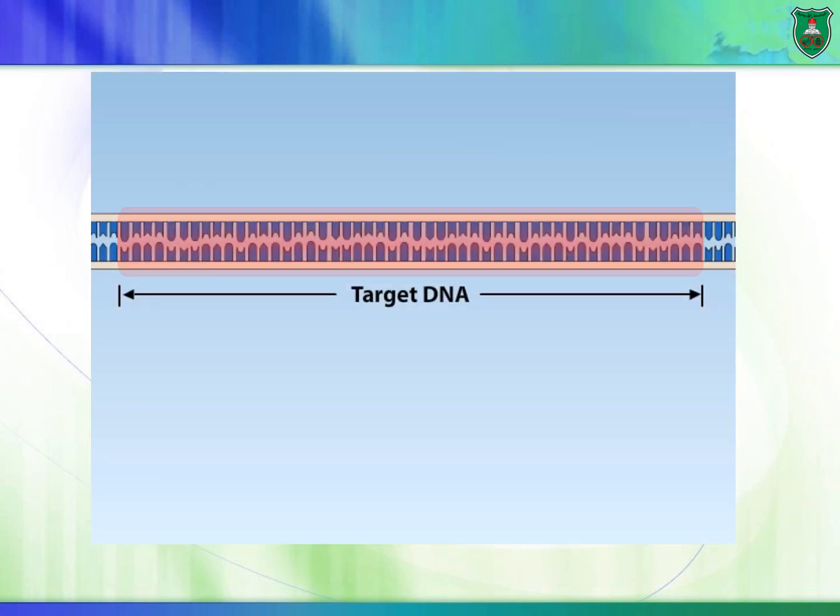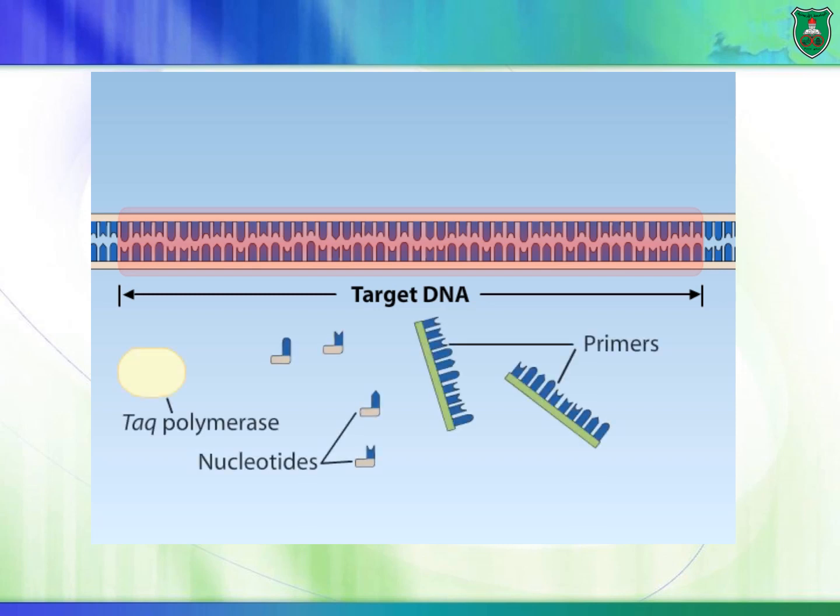In addition to the target DNA, a PCR reaction contains several other ingredients. These include free nucleotides, DNA primers, and the enzyme Taq Polymerase. The primers are typically about 20 nucleotides long and are complementary in sequence to the ends of the target DNA. Taq polymerase is derived from hot springs bacteria and can tolerate the intense heat of a PCR reaction.